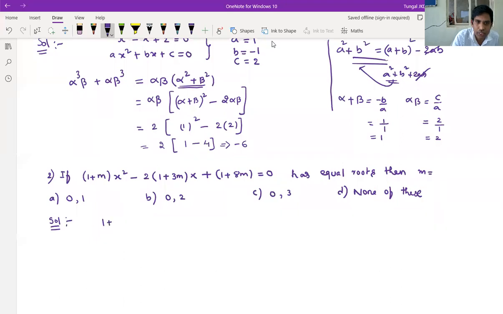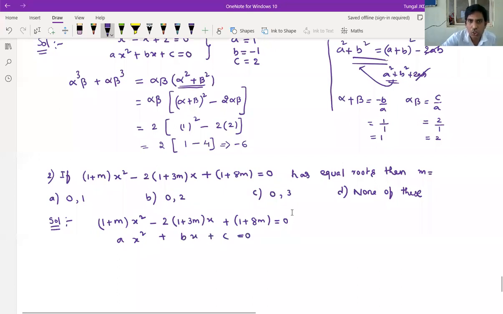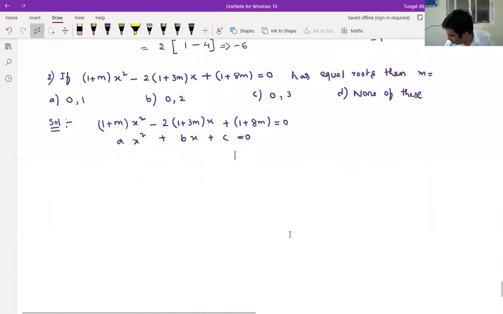So first, what is the quadratic equation given? (1 plus m) x square minus 2 (1 plus 3m) x plus (1 plus 8m) is equal to 0. It is in the form of ax square plus bx plus c is equal to 0. So just by observing, we have to compare and write down those values. What is the a value here? Compare. a is equal to 1 plus m.